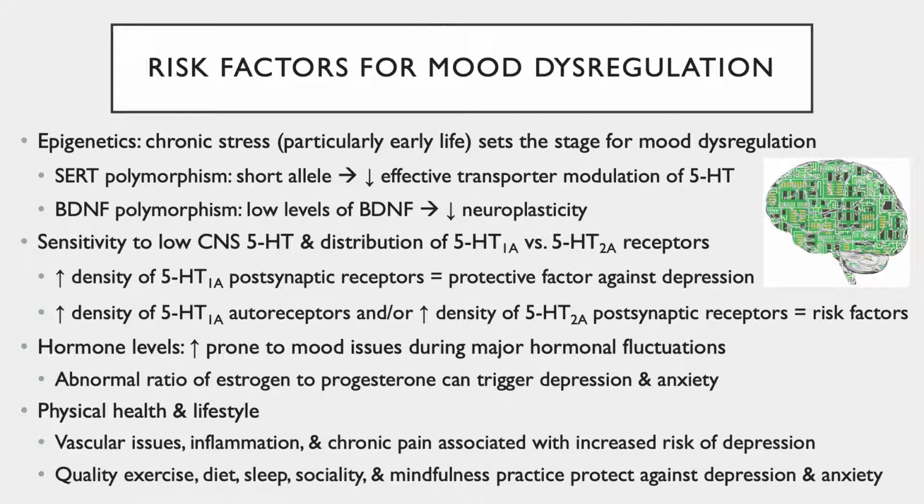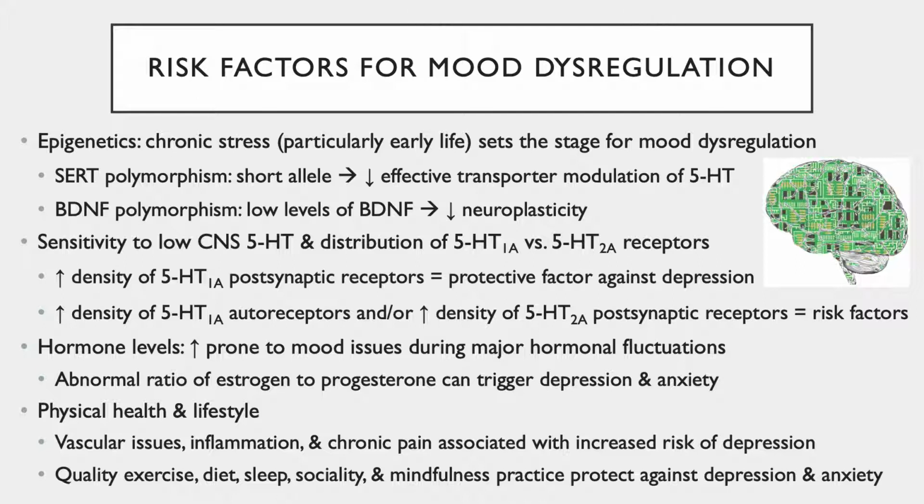The serotonin 2A receptor, which postsynaptically is located in the cerebral cortex and the basal ganglia, is also associated with the higher risk for depression. Therefore, higher density of the serotonin 1A autoreceptor and/or higher density of the serotonin 2A postsynaptic receptor are both considered risk factors for depression, particularly if the individual has high levels of both.